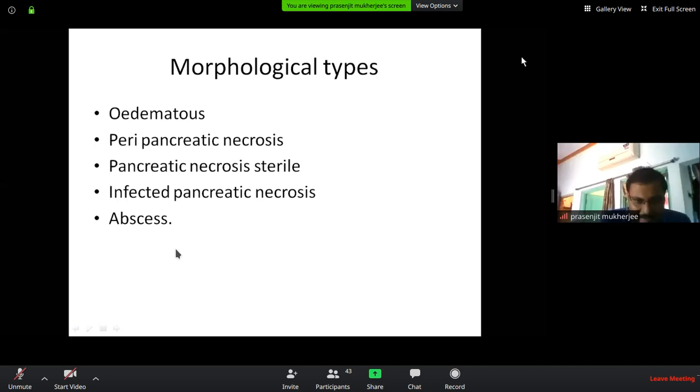Later, if infected necrosis is not properly treated, it may lead to pancreatic abscess. The entire pancreatic gland may be replaced with necrotic tissue, and this ultimately leads to an abscess of that region. So this morphological classification is extremely important. Initially, it is always edematous pancreatitis. If not controlled, gradually it progresses to peripancreatic necrosis, pancreatic necrosis, sterile necrosis to infected necrosis, and ultimately abscess formation.